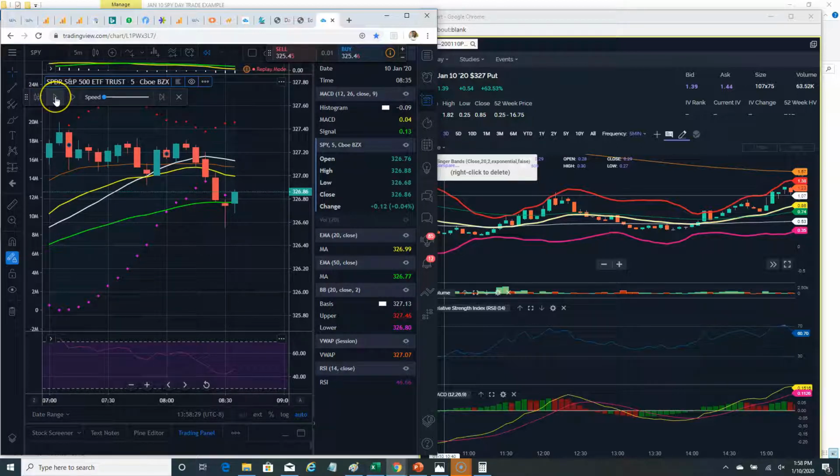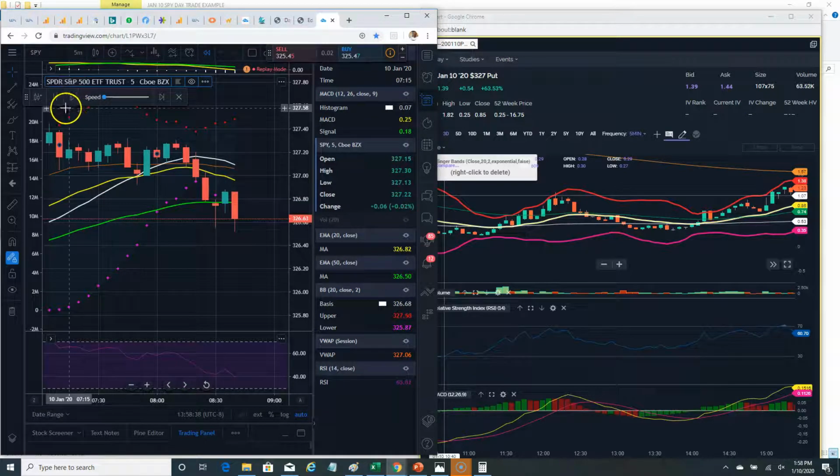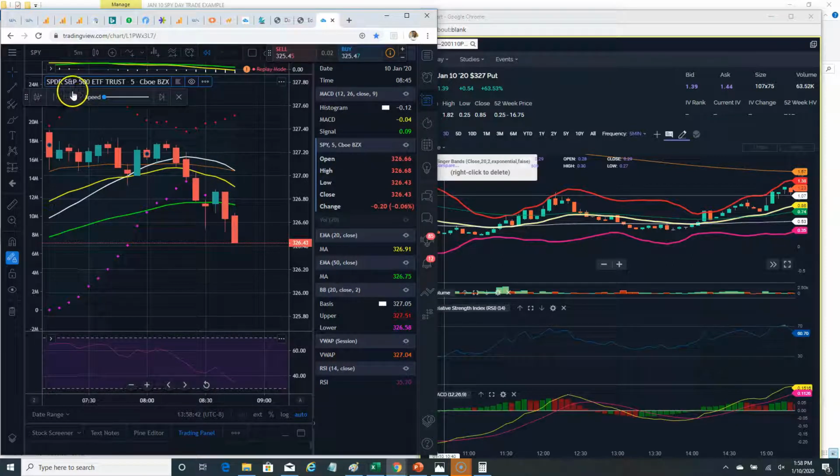So if we play two more, here we are. This one is 8:40. Here's another one. If you were to take this trade here at 327, you went short somewhere here, 327 on options, which I'm going to talk about.